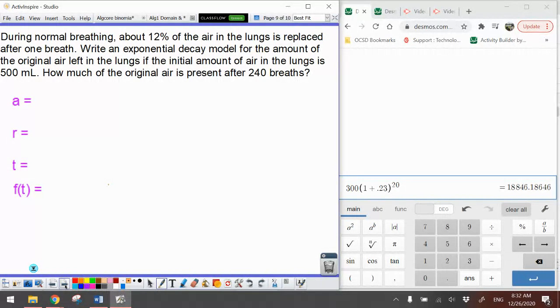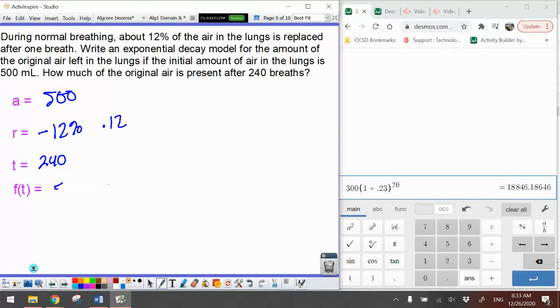Okay, so let's go ahead and look at this one using the regular calculator and the Desmos calculator because I want you to see how you can use both of those. So I know that I'm starting with 500. I know that I'm replacing, so that's going to be subtraction. So 0.12 is what I need to use, and 240 is my time.